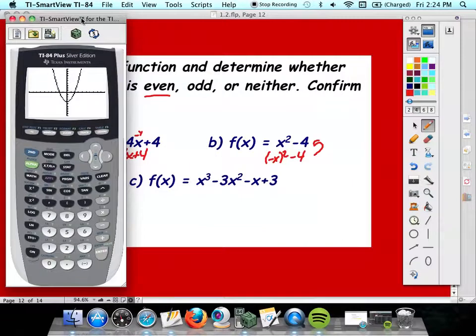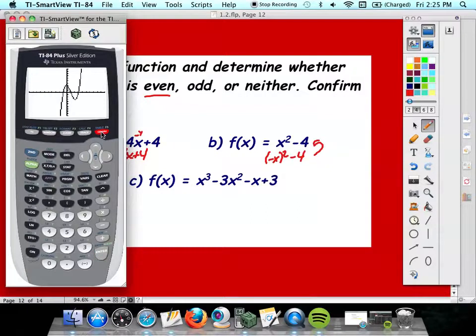So go to y equals, clear out the last one, x to the third power minus 3x squared minus x plus 3. Oops, did not know I was doing that. Let's go back up and start all over again. Sorry about that. My calculator got an update the other day and it started doing that. I'm not used to it yet. So, x to the third power minus 3x squared minus x plus 3. There we go. I'm going to graph it.